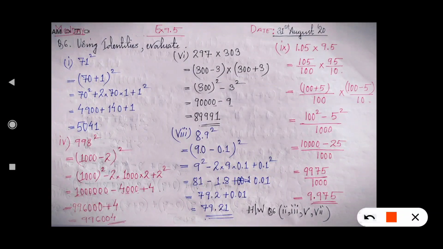Now if you remove this 1000, 3 zeros are there, so the point will be placed before 3 digits, so it will come 9.975. If you are confused, you can divide also 9,975 by 1000. You'll get the same answer. Or you can simply remove this. Since here are 3 zeros, the point will come 3 numbers before. So your answer will be 9.975.